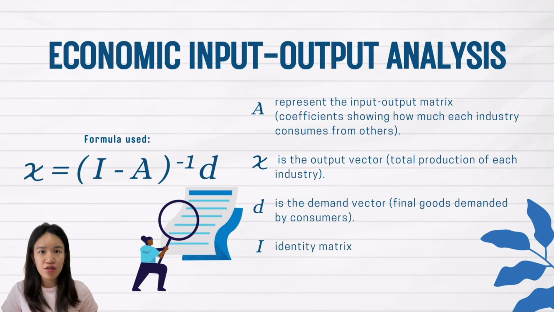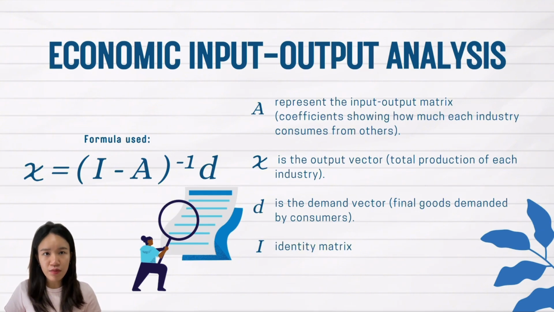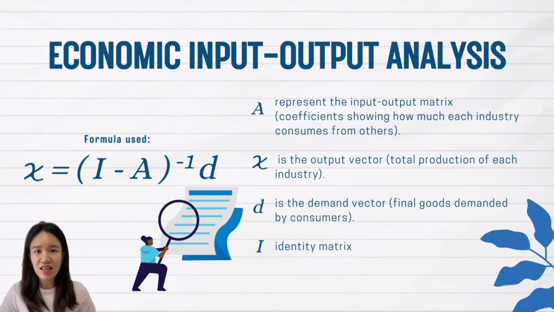This is the formula used. A represents the input-output matrix, which is the coefficients showing how much each industry consumes from others. X is the output vector, which is the total production of each industry. D is the demand vector, the final goods demanded by consumers. The last one, I, is the identity matrix.